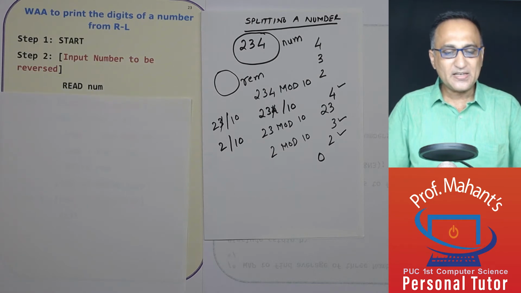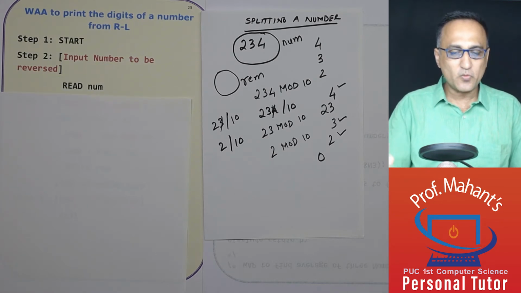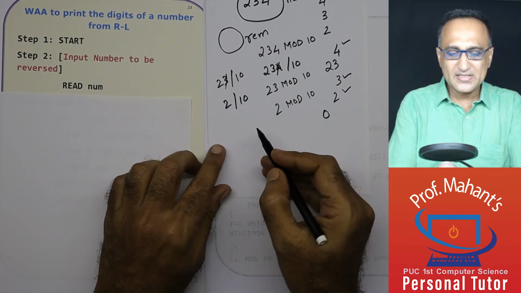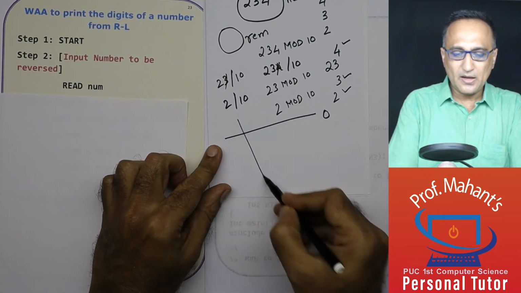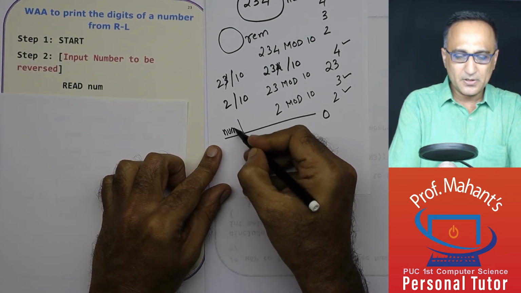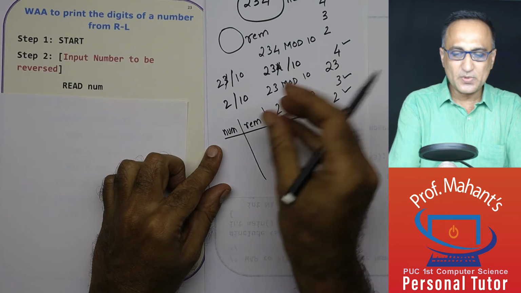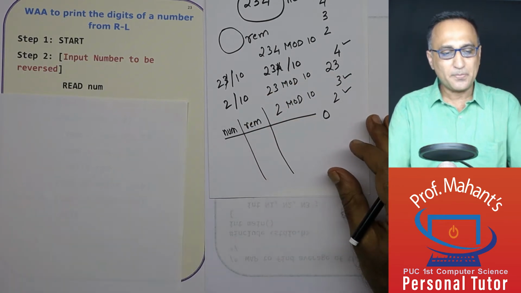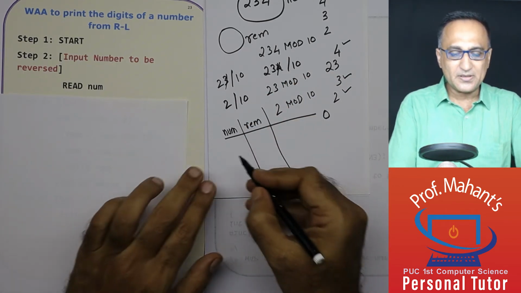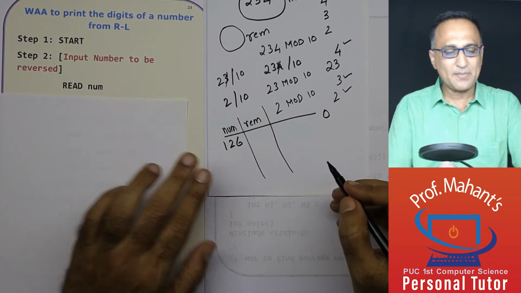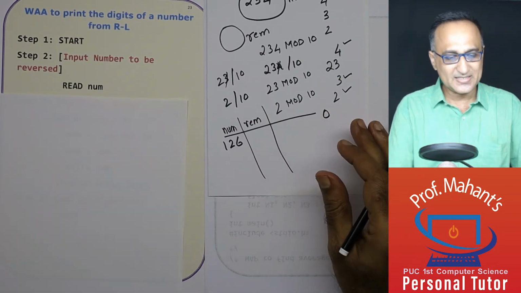So I'm reading the number. Let's go step by step. One variable is number. One variable is going to be remainder, because somewhere the remainder has to be captured so that it can be printed. So I'm reading a number. Let's read a different number this time, 126. I'm reading a number which is 126.